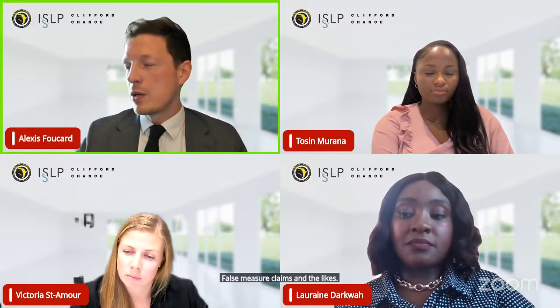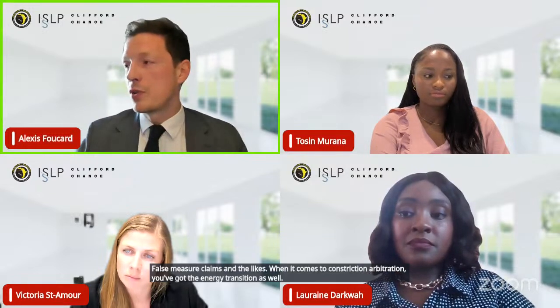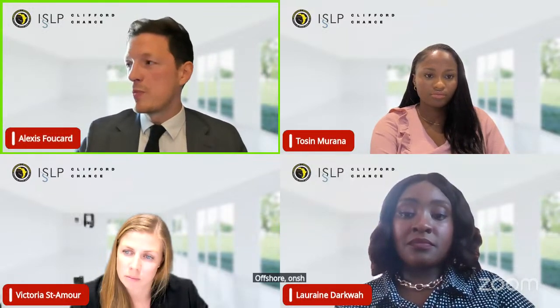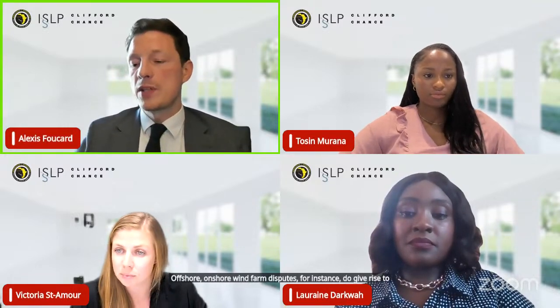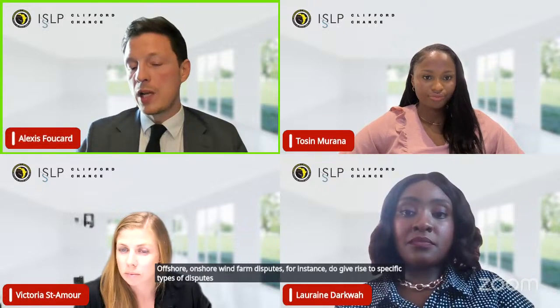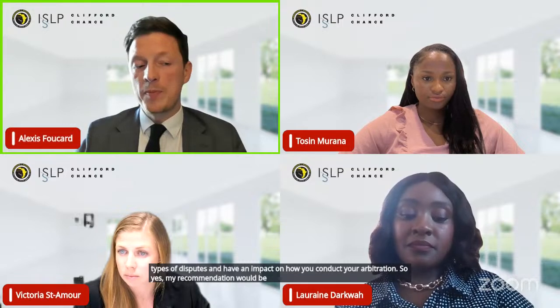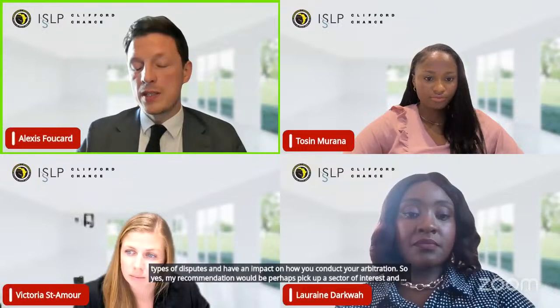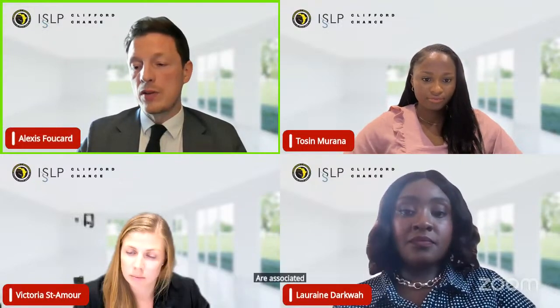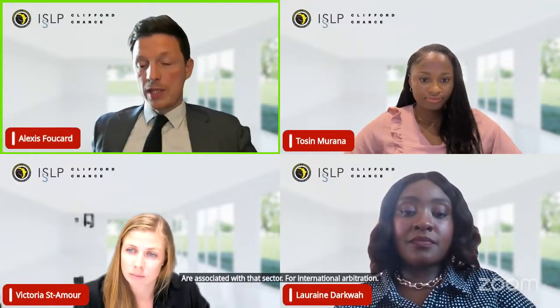When it comes to construction arbitration, you've got the energy transition as well. Offshore, onshore wind farm disputes, for instance, do give rise to specific types of disputes and have an impact on how you conduct your arbitration. So yes, my recommendation would be perhaps pick up a sector of interest and see what specificities are associated with that sector for international arbitration arising in the sector at issue.